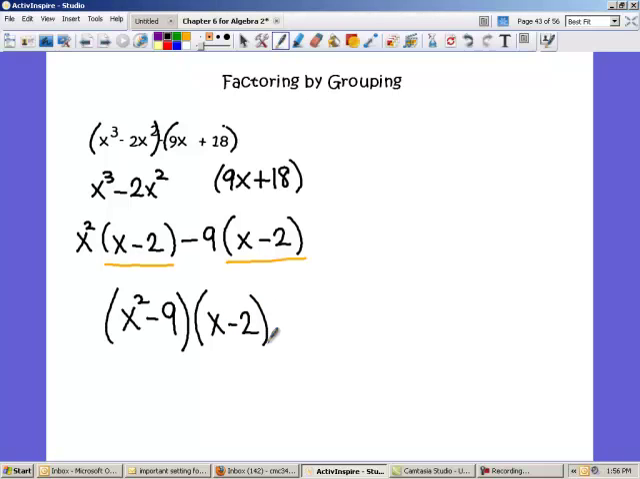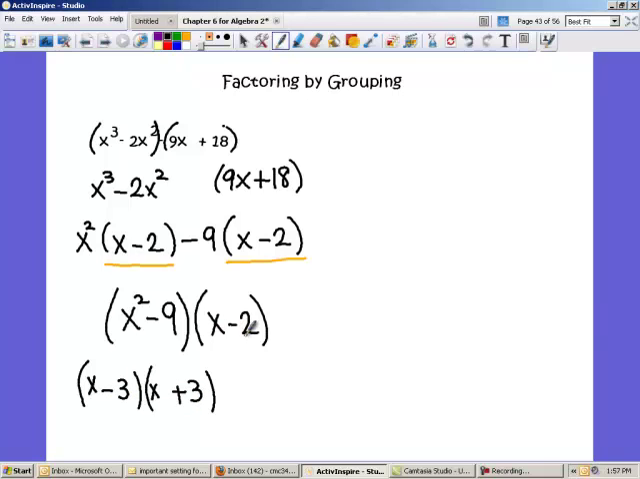Okay, and now we need to look at each individual thing here and make sure they're factored all the way out. And if you notice, x squared minus 9 is the difference of two squares, then we need to keep that going. So we have plus minus. The square root of x squared is x. And the square root of 9 is 3. So this x squared minus 9 became x minus 3, x plus 3. That's factored all the way out now.